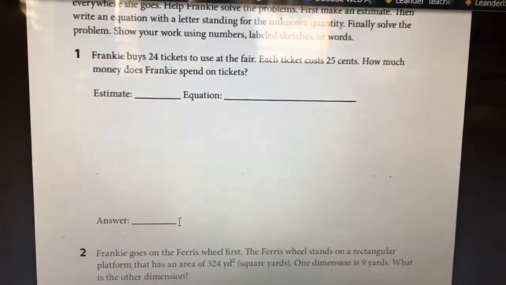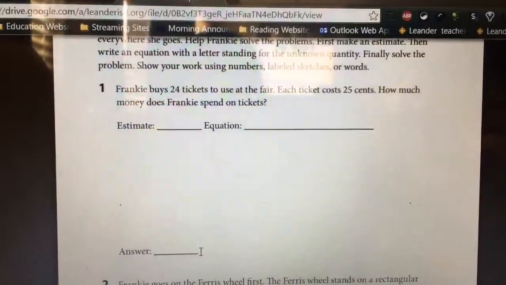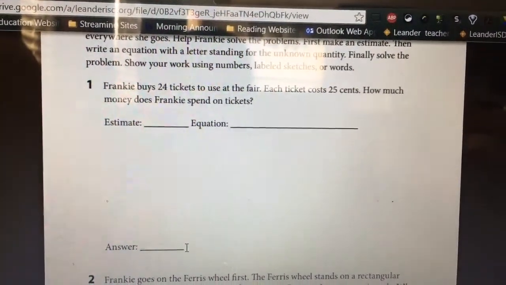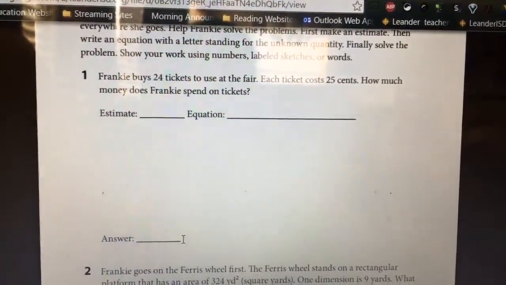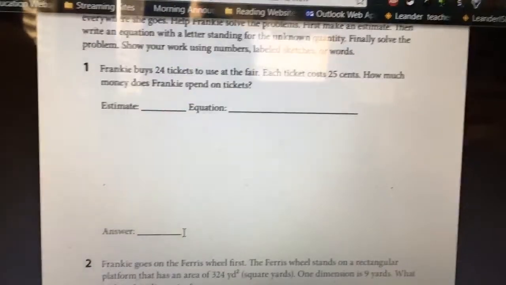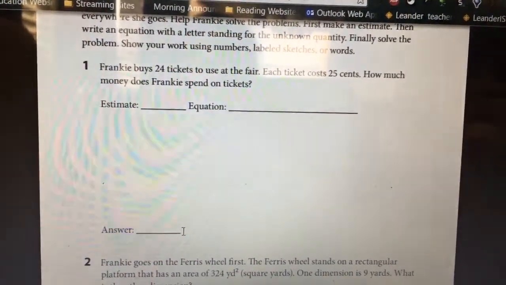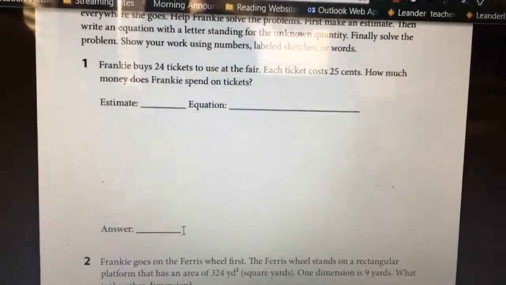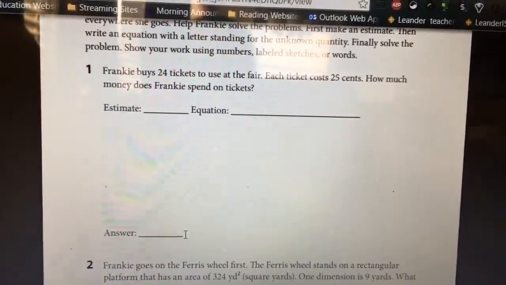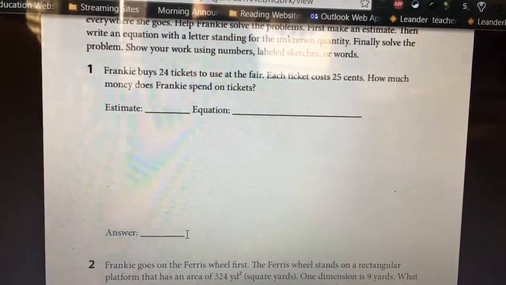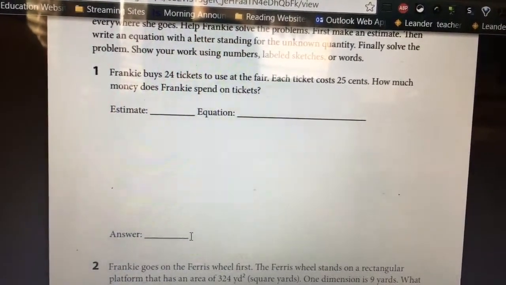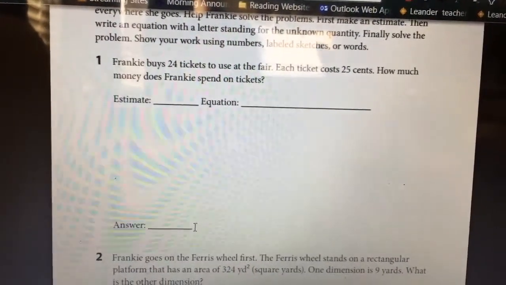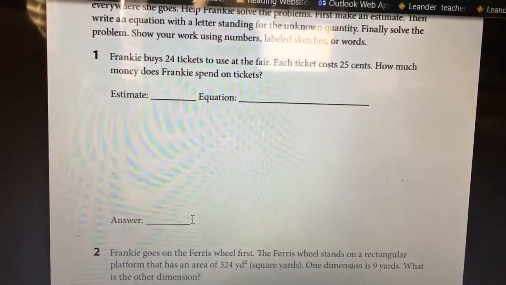I would convert, how many quarters are in a dollar? There's 4. I'd ask them that. How many quarters are in a dollar? So then how many tickets for $1 could you get? And then how many dollars does it take to get the tickets? So 24 divided by 4 is how much money?